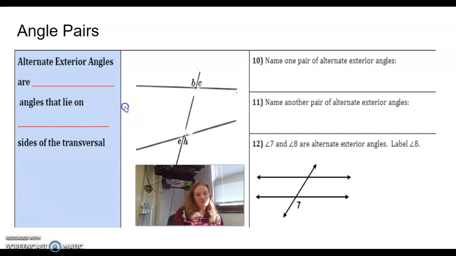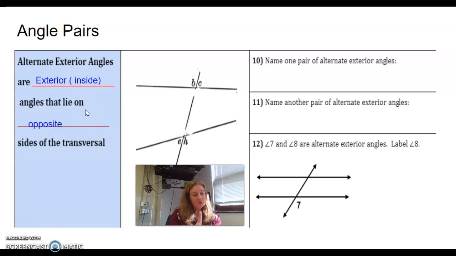So let's put this into words. Alternate exterior angles are exterior angles. And that should not say inside, that should say outside. Oh my gosh, I am a mess. Don't write inside, write outside. If you're copying this and you're not listening to what I'm saying, this is wrong. You want to cross this off and say outside.